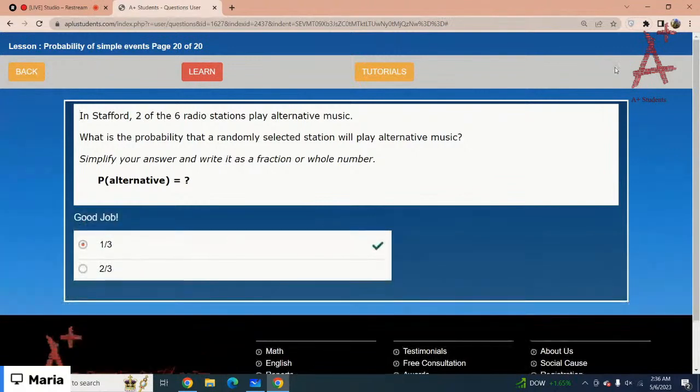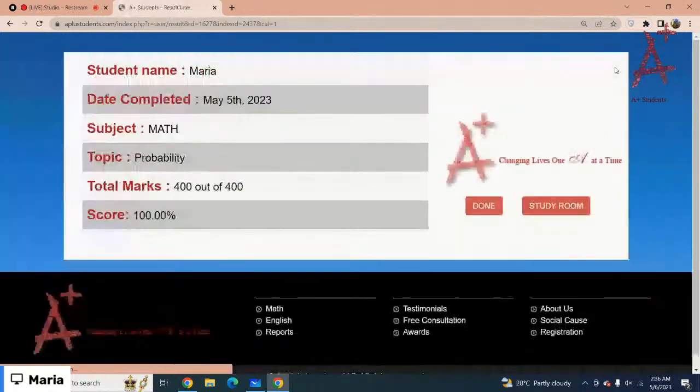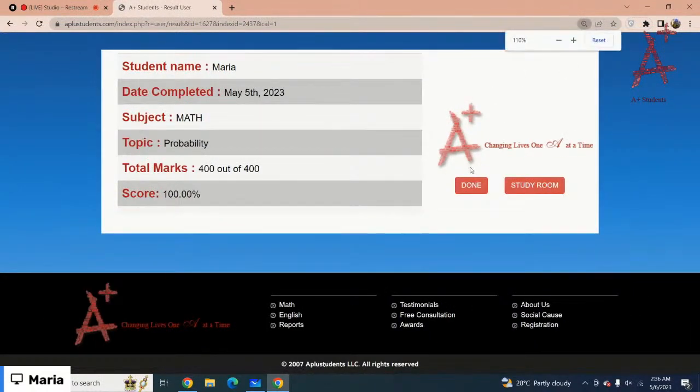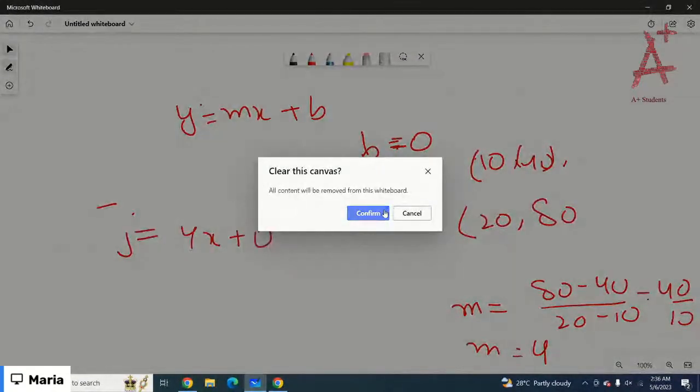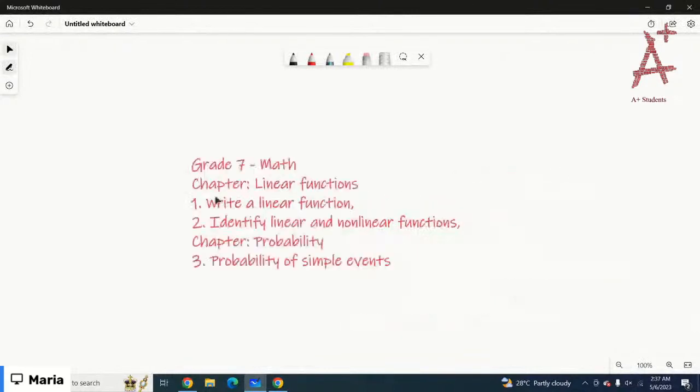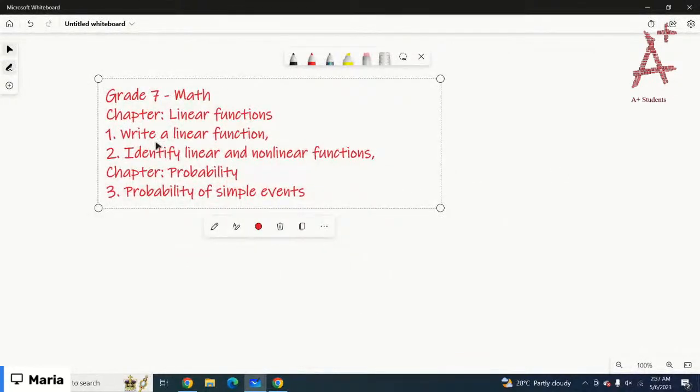Okay, we are done with the lesson. We are working on grade 7 maths. We have started the chapter linear function, and the lessons we have covered from the chapter are write a linear function, then identify linear and nonlinear function. Then we have started the chapter probability. The lesson we just did is probability of simple events. So if you have any question, please ask. I am here to answer all your questions and confusions if you have any.